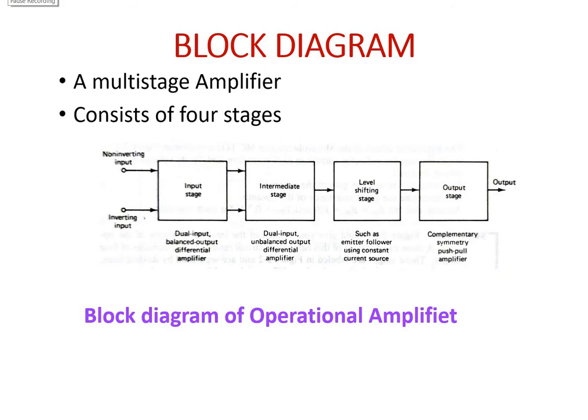The first stage is the input stage. The input stage is a dual input balanced output differential amplifier. This stage generally gives most of the voltage gain of the amplifier and also establishes the input resistance of the amplifier. It provides a high CMRR. CMRR means common mode rejection ratio. A high CMRR helps to reduce the noise at the output and also helps to reduce the effect of changes in temperature and change in supply voltage.